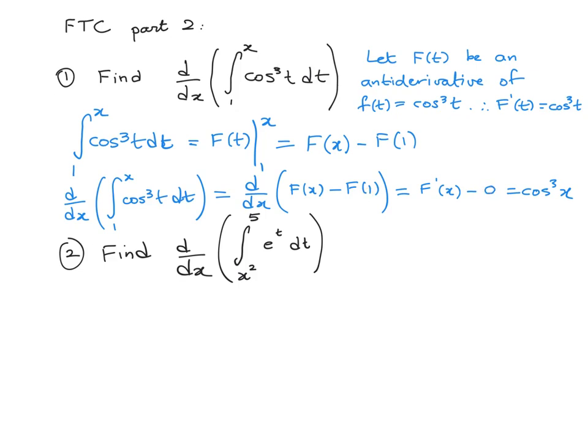So here's another one. Same idea. I want to differentiate this integral, the integral from x squared to 5 of e to the t dt. Now, I actually know what the integral of e to the t is, but I'm not going to bother. I'm just going to say, I'll change colors just for fun. Let capital F of t be an antiderivative of f of t equals e to the t.